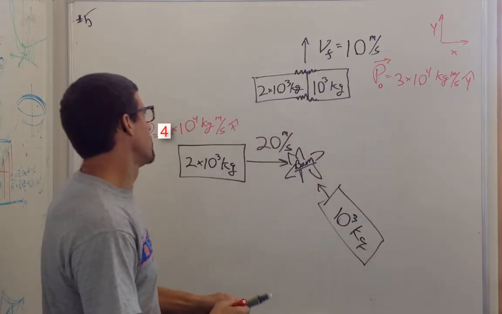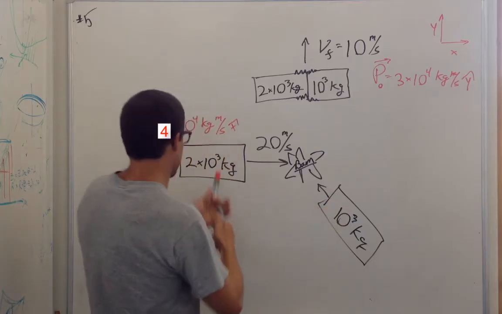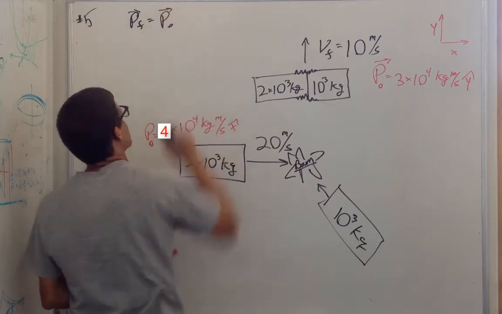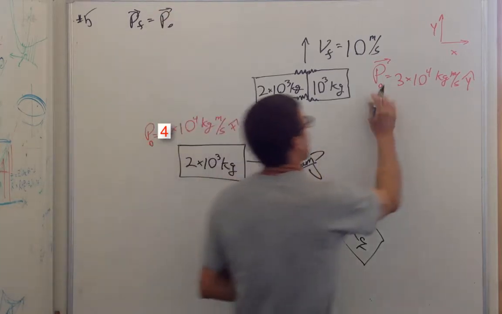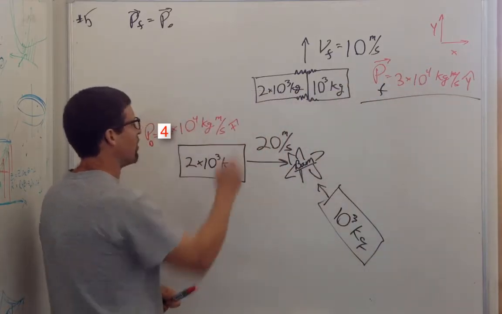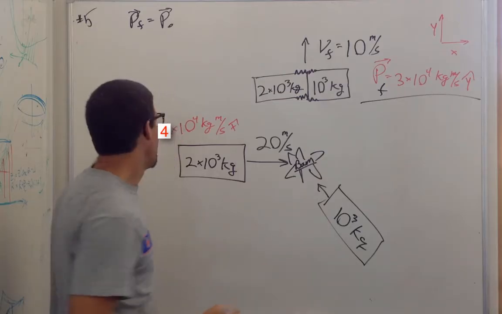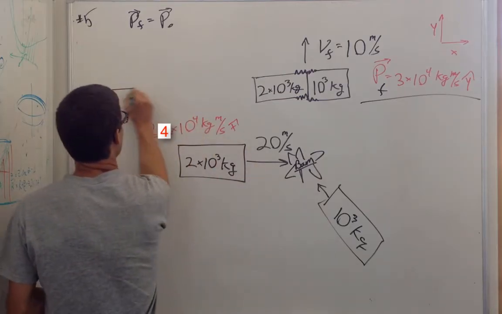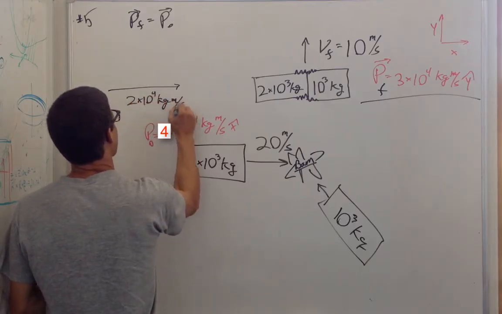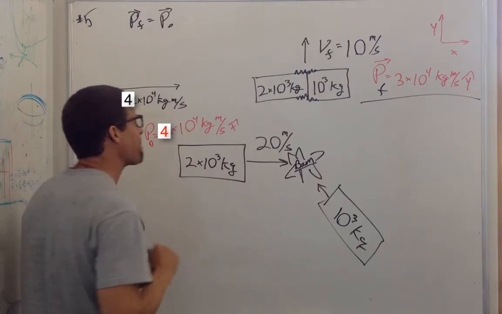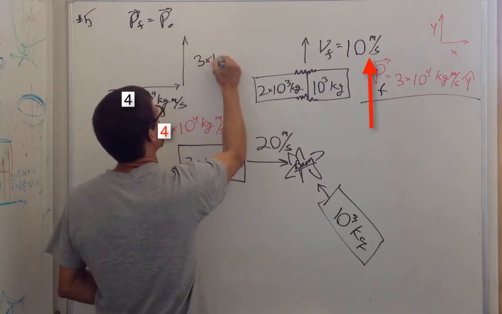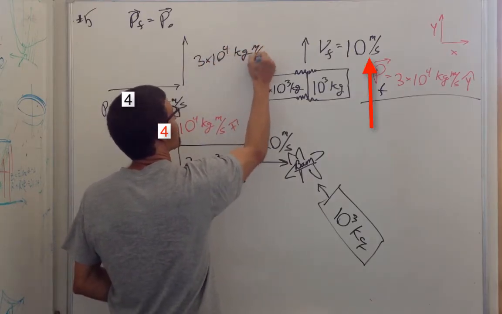Mathematically, how would I do this? What I would like to say is that momentum final equals momentum not. I can find my final momentum because that's it here. This is part of my initial momentum. This is the other part. And so I can put this out. 2 times 10 to the 4th kilogram meters per second is my P naught. And then I could say, okay, my P final is 3 times 10 to the 4th kilogram meters per second.